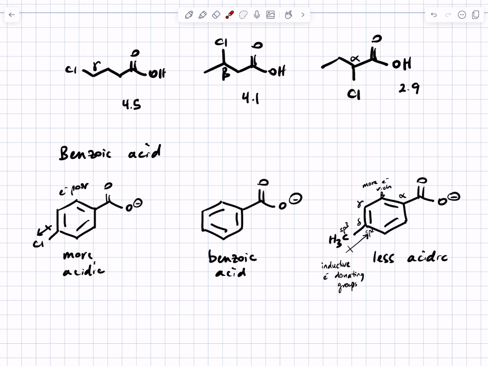Okay, yeah? So when the ring is drawing electrons away from the carboxylic acid, that makes it more or less stable? When the ring withdraws electron density from the carboxylate group, that makes it more stable. That makes the carboxylate conjugate base more stable, and the acid correspondingly more acidic. That which makes a conjugate base more stable also makes the acid more acidic. Okay.